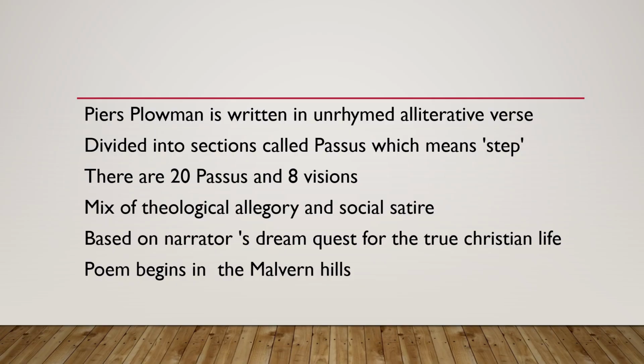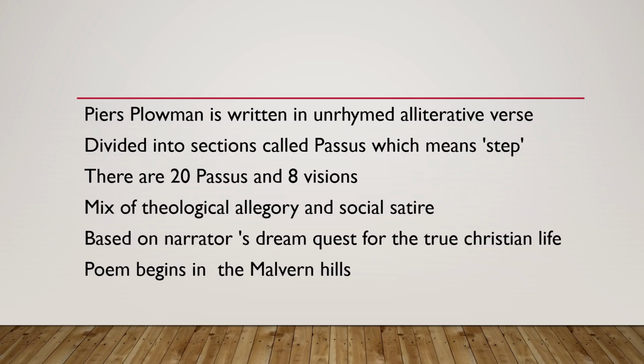Now let's have a glimpse of Piers Plowman. Piers Plowman is written in unrhymed alliterative verse by William Langland. Written in unrhymed alliterative verse, this work is divided into sections called passus, which means step. So that's important. And there are 20 passus and 8 divisions. Please do remember these numbers.